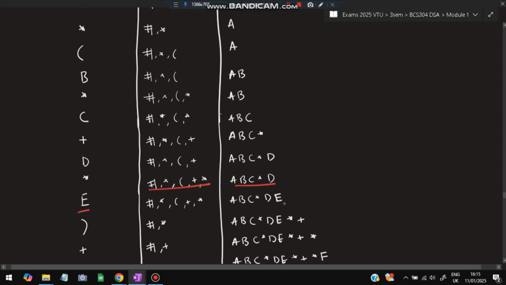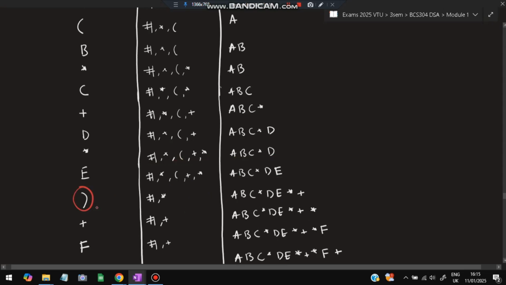Now E came, put E here. Now again the closing braces came. Whenever closing braces came, it means this cancels this, and whatever is in between you have to take it in this order. First this will come here, and second plus will come here.